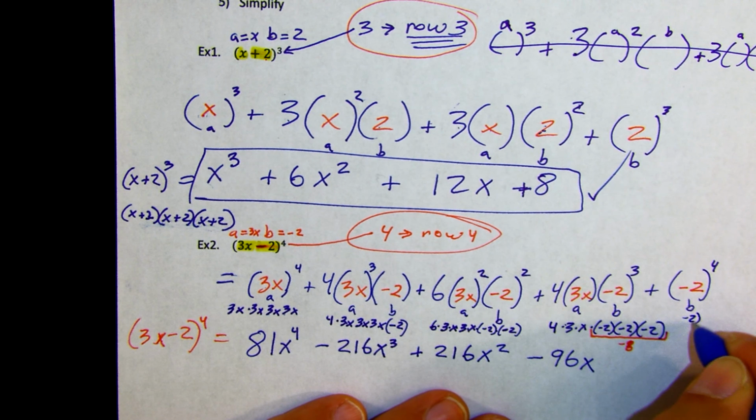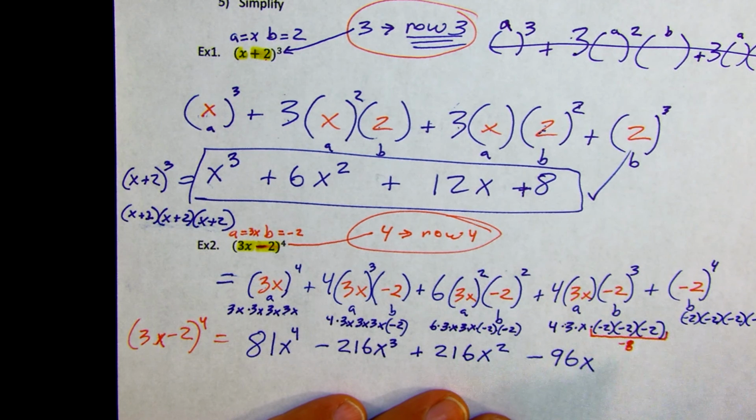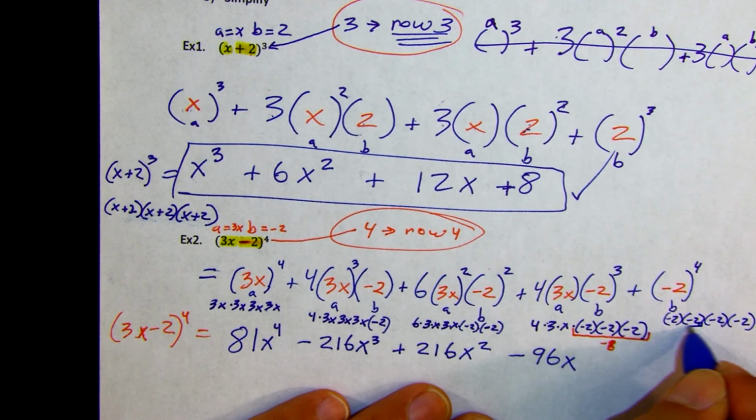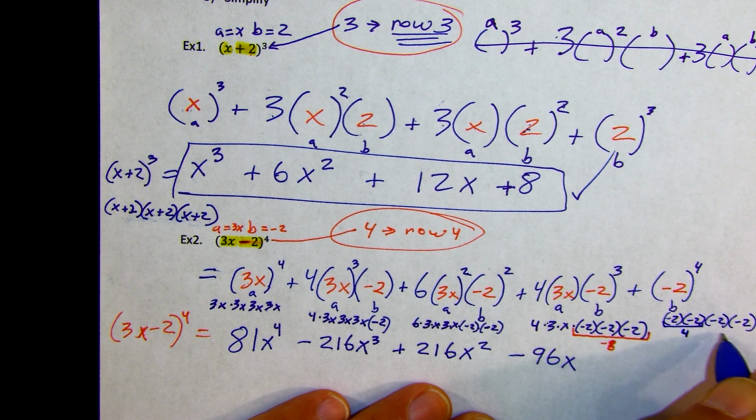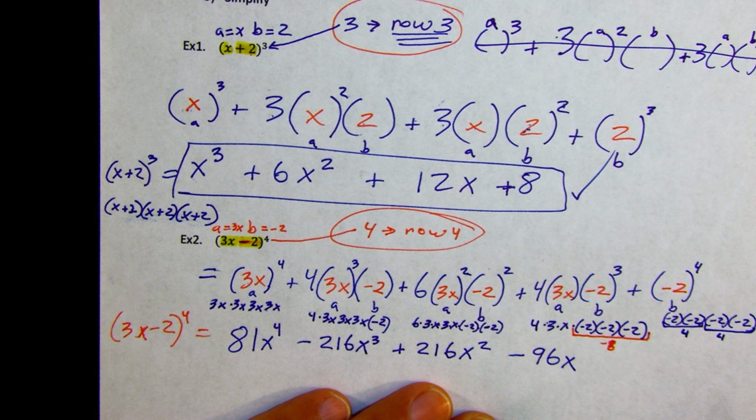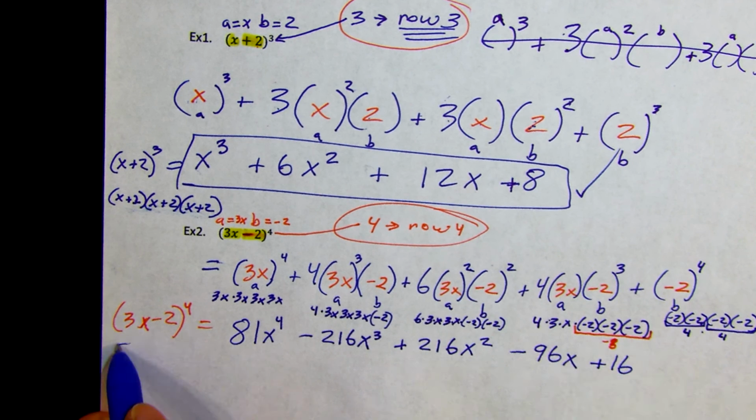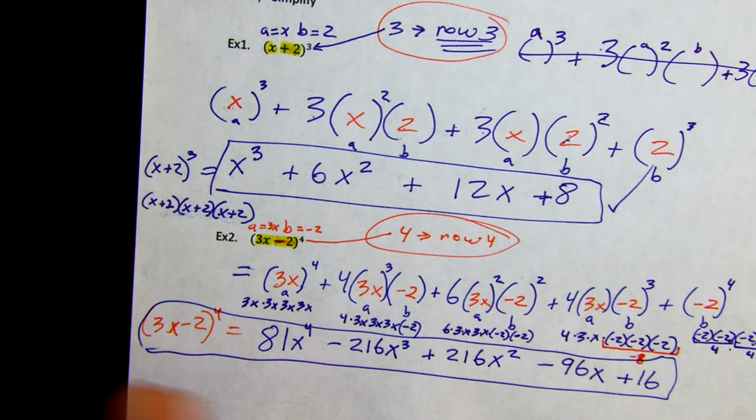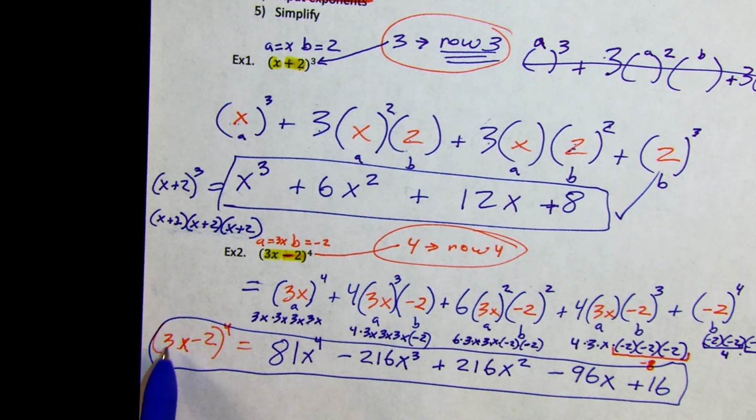Finally, we have negative 2 times negative 2 times negative 2 times negative 2. There's 4 of them. Negative 2 times negative 2 is 4. Here, negative 2 times negative 2 is 4. So all together, we multiply everything together and get positive 16. And we just figured out that 3x minus 2 to the fourth power equals that.